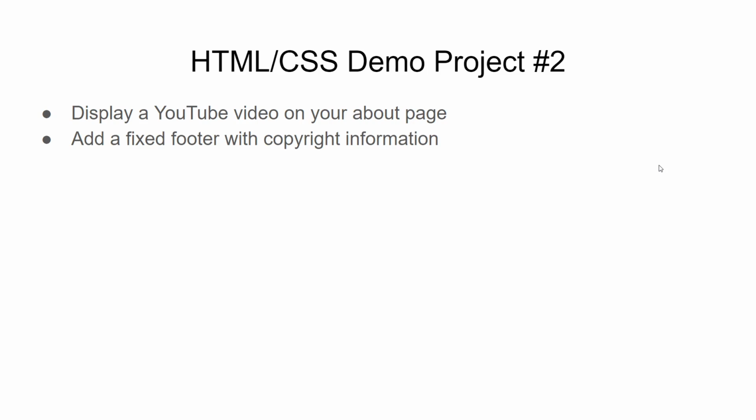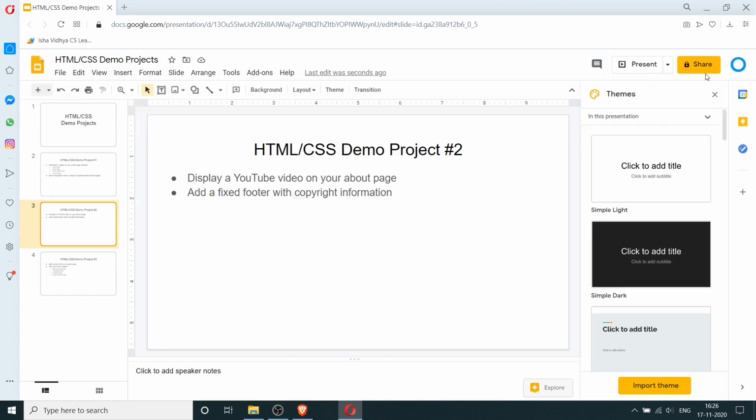So this is the prompt for the second project in our series of HTML CSS demo projects. In this one, we are expected to do two things. One, you should display a YouTube video on your about page. And two, we need to have a fixed footer with copyright information. So let's get started.